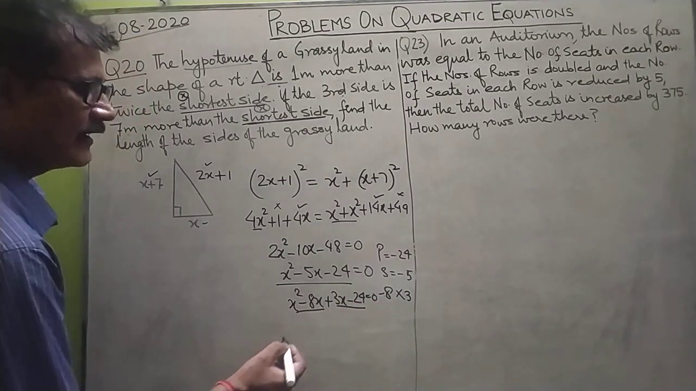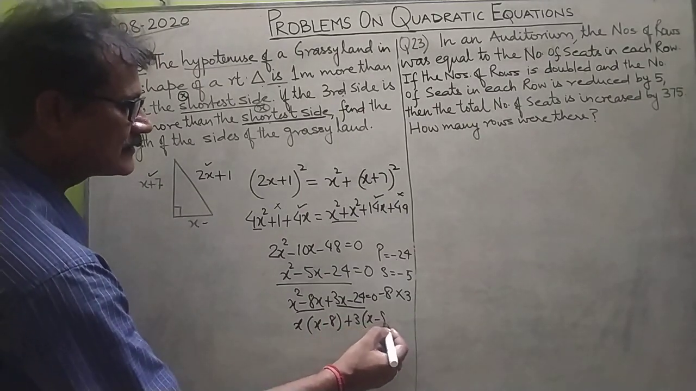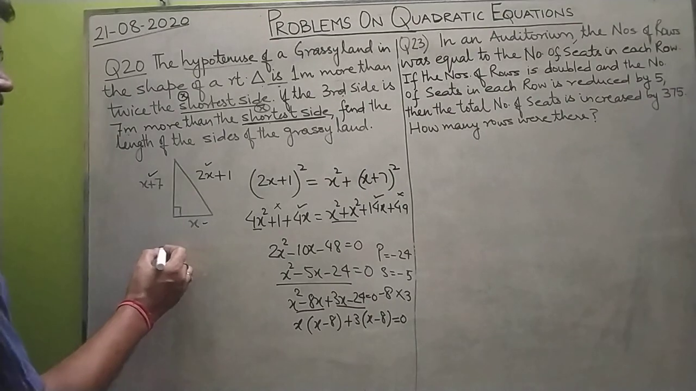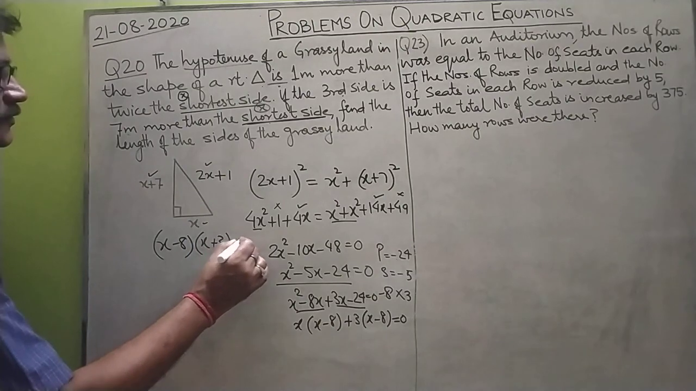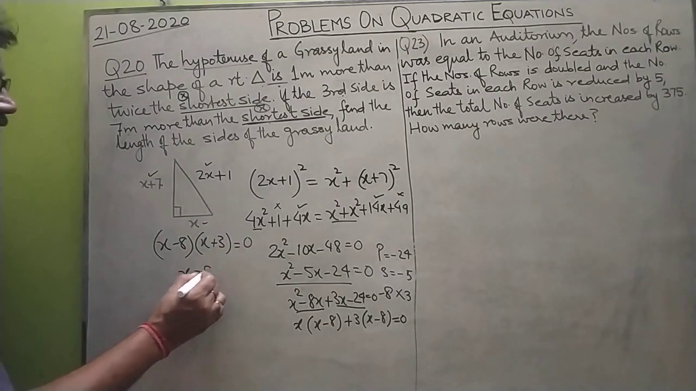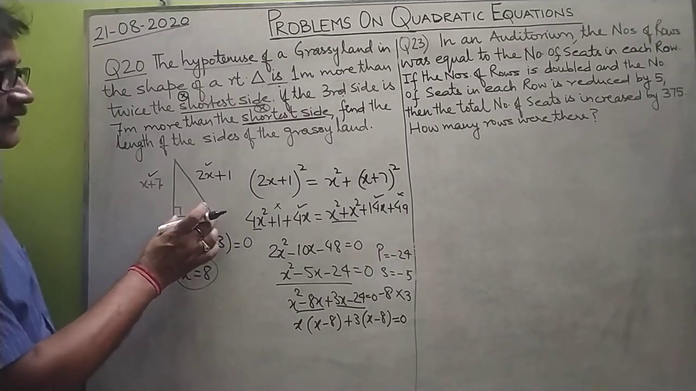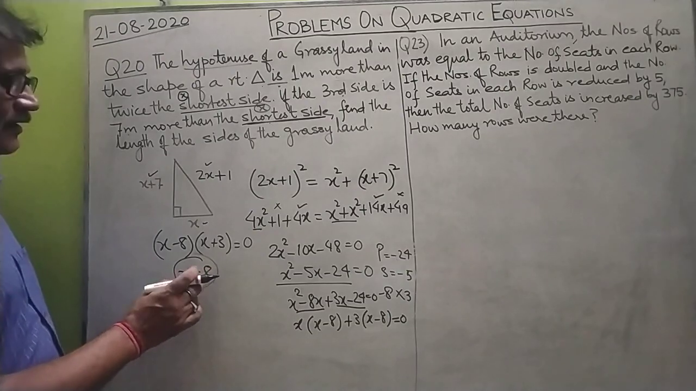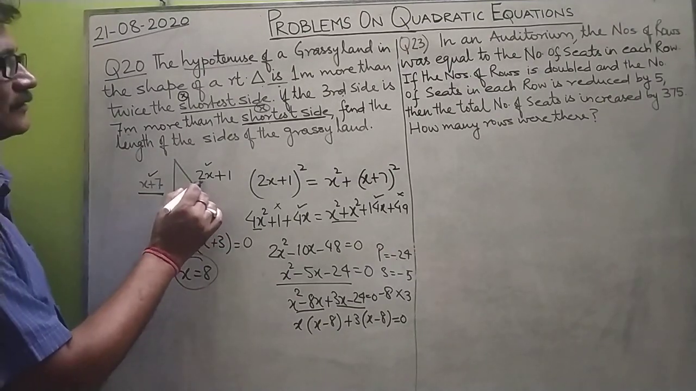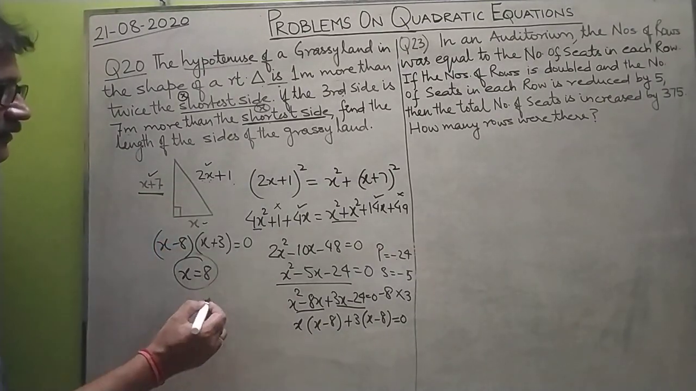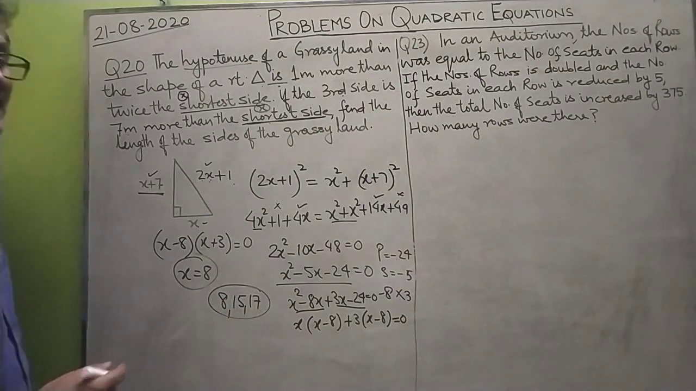We group them and factorize, taking x common, x minus 8, and plus 3 common, x minus 8 equals 0. So finally you will be getting (x minus 8) times (x plus 3) equals 0, and this will give you x equals 8, and this is going to give you x as minus 3. Minus 3 is not possible, because it represents the length of a side, so it can't be negative, so x has to be positive, so the length will be 8. If this is 8, then this becomes 8 plus 7, 15, and this is 8 twos are 16, 16 plus 1, 17. So the lengths of the sides are 8, 15 and 17, which is a Pythagoras triplet.